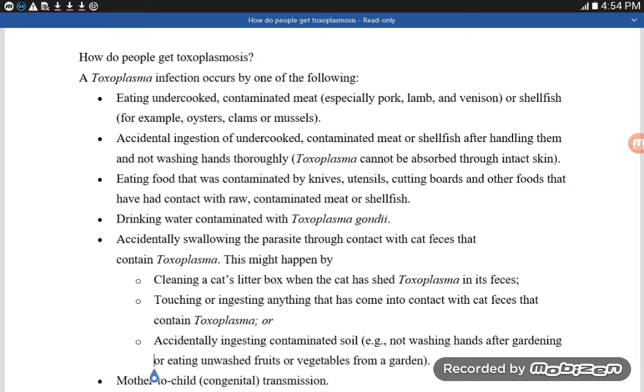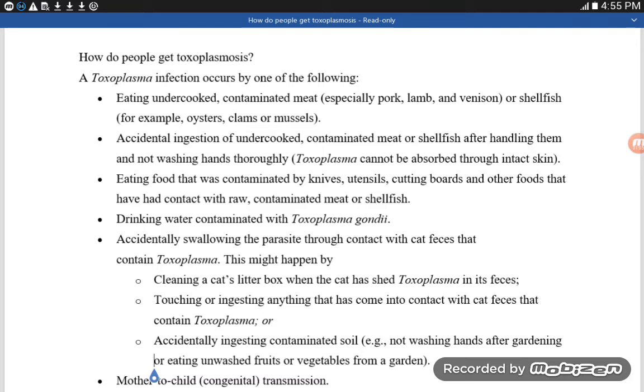One is eating undercooked contaminated meat, especially pork, lamb and venison, or shellfish. Undercooked means we are not cooking it well. If we do not cook pork meat or shellfish well, it may contain the infective stage, especially tissue cysts. So when we take undercooked or contaminated meats, these infective tissue cysts enter into the human body.